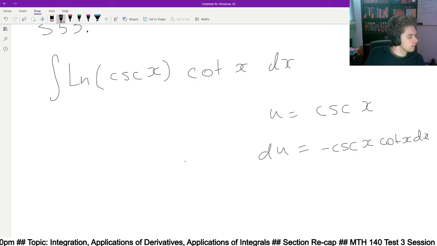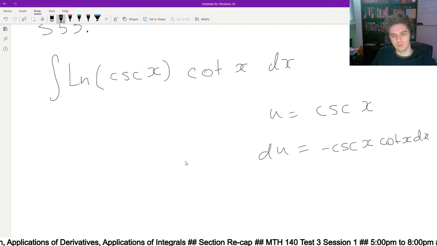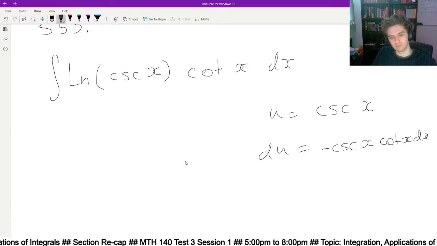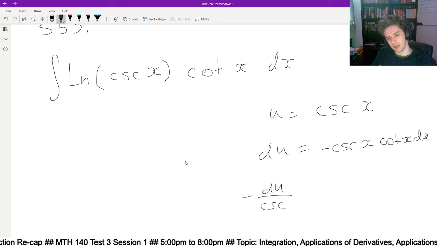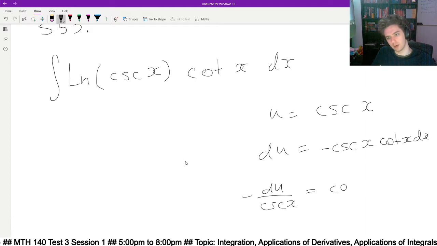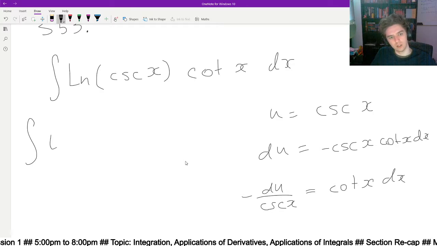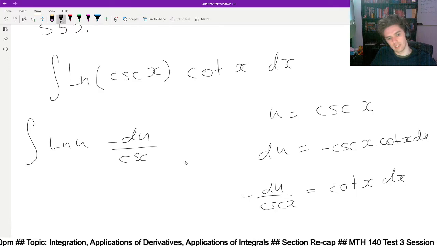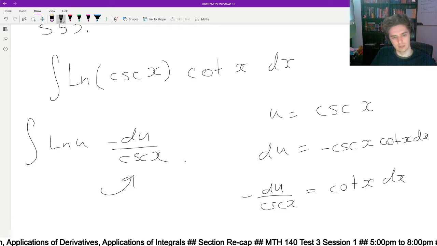But can't you just divide by negative cosecant squared, like it's just a number? Like in this situation here, you can write du over negative, du divided by cosecant x equals cotangent x dx. Wouldn't that work? That's correct, but I'll show you why that won't work. We have ln u, that's fine. And then here we have negative du over cosecant x, but now there's no way for us to get rid of that x there on the bottom.